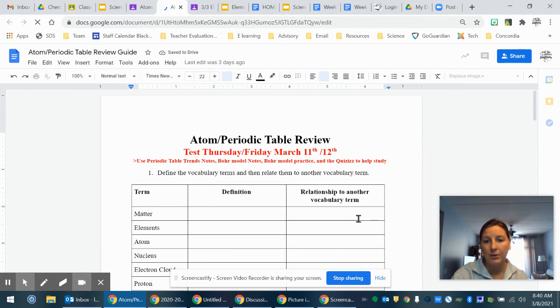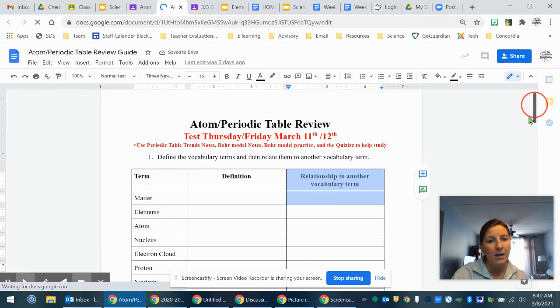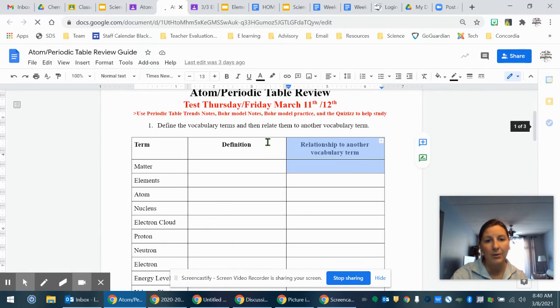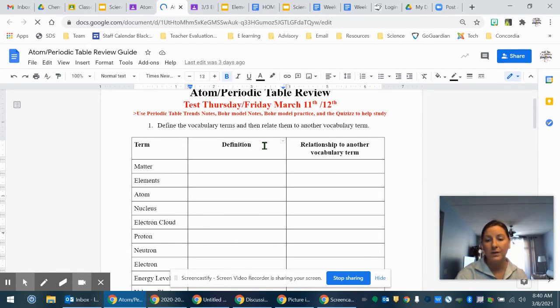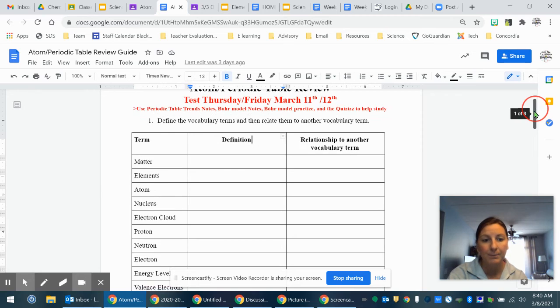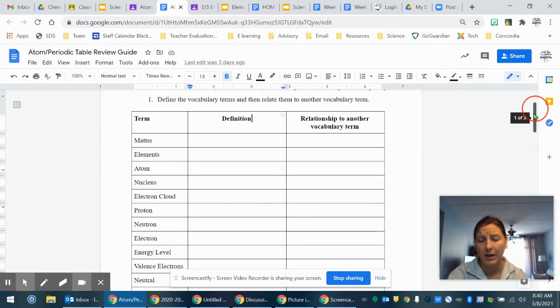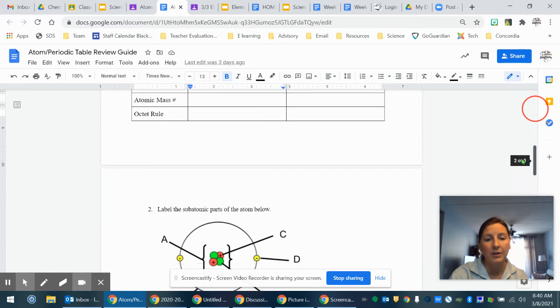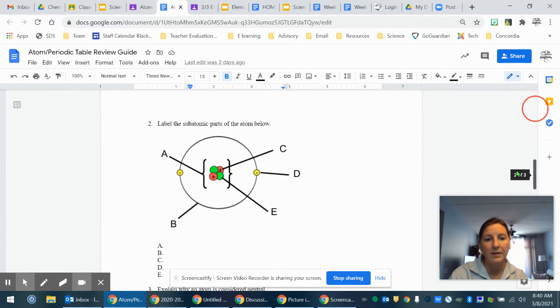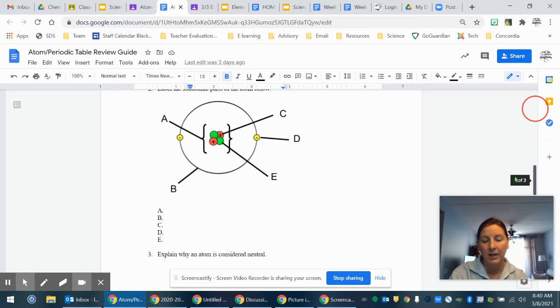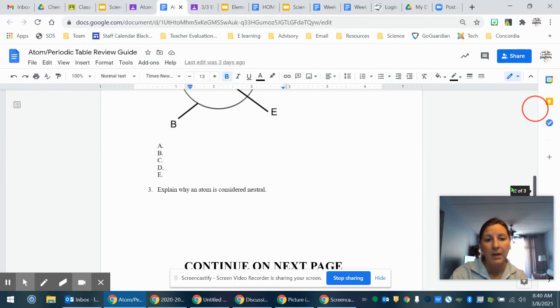I don't care if you don't do the relationship column, as long as you get your definition. I would use your definition from your notes rather than Google, just because the definitions I've given you are much simpler. And you will see those direct definitions on your test. So your definitions, then label the parts of an atom. You've seen this already. This has been on a quiz of yours already.